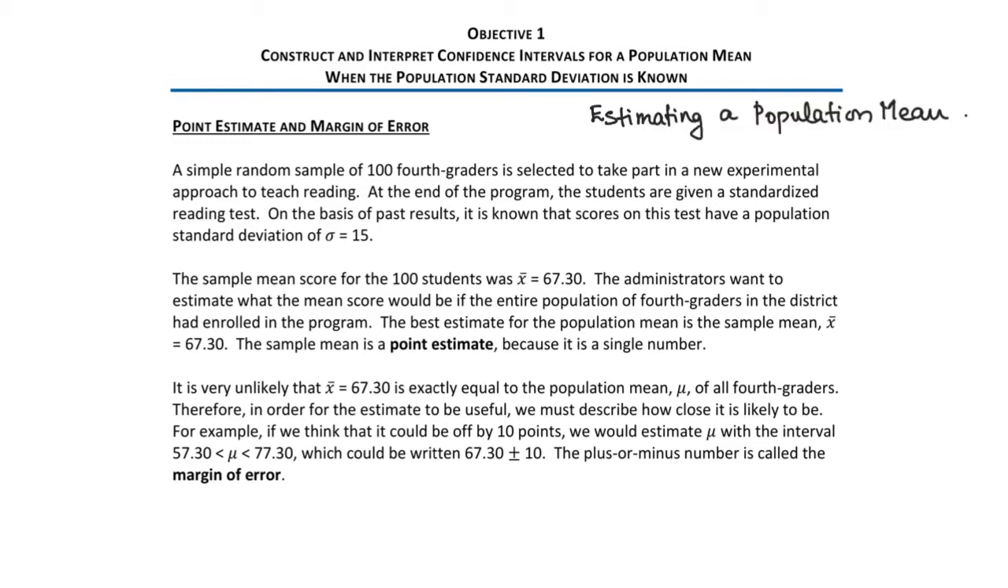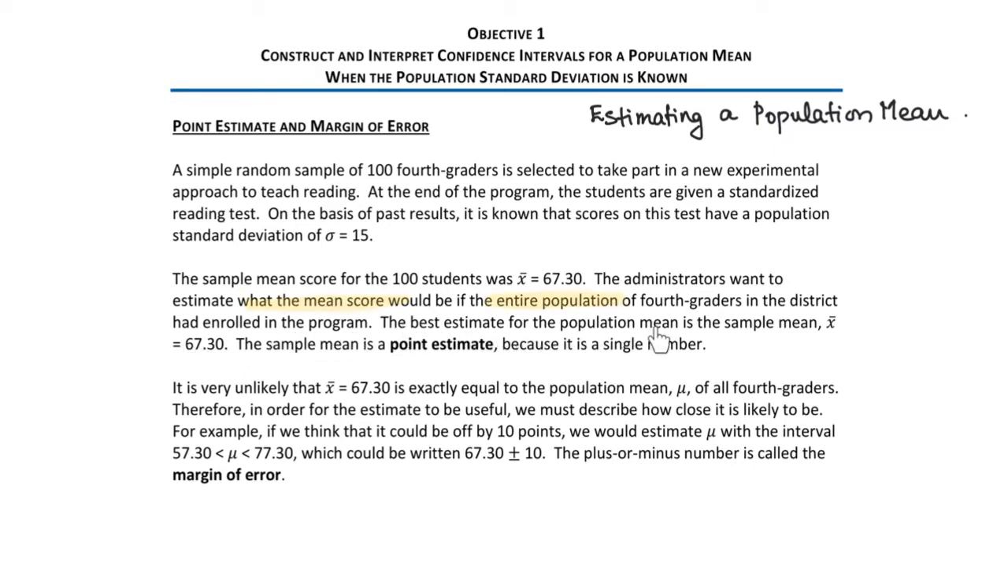How can we measure the reading ability of elementary school students? A certain school is trying to find a new experimental approach to teach reading to 4th graders. So a random sample of 100 4th graders is selected to take part in the new experimental approach. At the end of the program, the students are given a standardized reading test. On the basis of past results, it is known that the scores on this test have a population standard deviation of 15. The sample mean score for the 100 students was 67.30. The administrators want to estimate what the mean score would be if the entire population of 4th graders in the district had enrolled in the program.